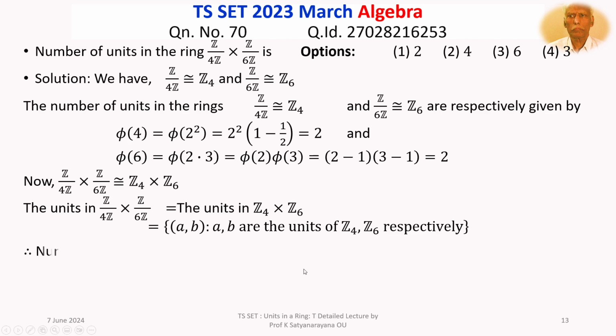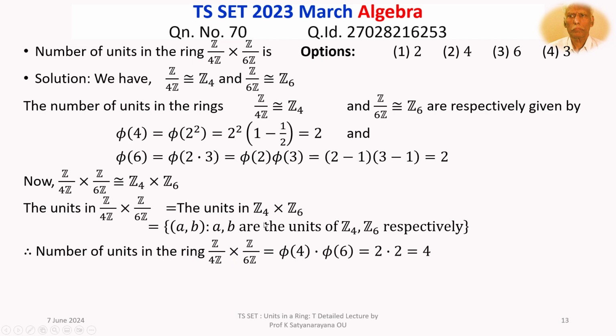Use the product rule, then you will get the number of units in the ring Z/4Z cross Z/6Z is phi of 4 times phi of 6. a has phi of 4 choices, b has phi of 6 choices. Use the product rule, then 2 into 2, that is equal to 4. So that is the one. That means in this, we have used the formulas. But I will show you the same question.